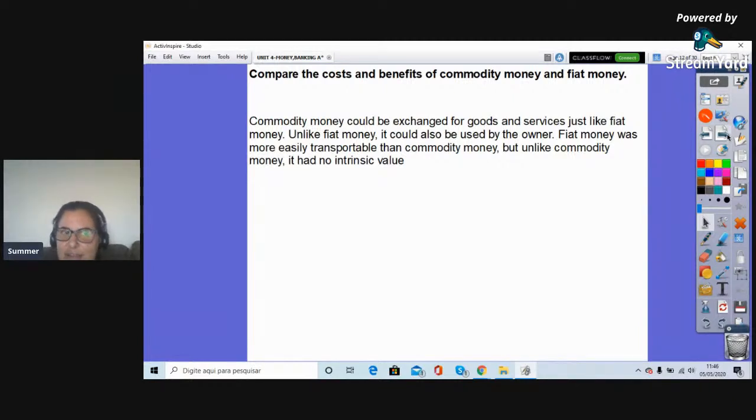Comparing commodity money and fiat money. Just for us to understand the difference, okay? Commodity money could be exchanged for goods and services, just like fiat money. Unlike fiat money, it could also be used by the owner. So remember, the difference is commodity money, the owner can use it. If it's a cow, I can use it. If it's corn, I can use it. Fiat money was more easily transportable. It's much easier to transport fiat money than to transport corn or tobacco, than commodity money. Okay? But fiat money cannot be used by the owner.